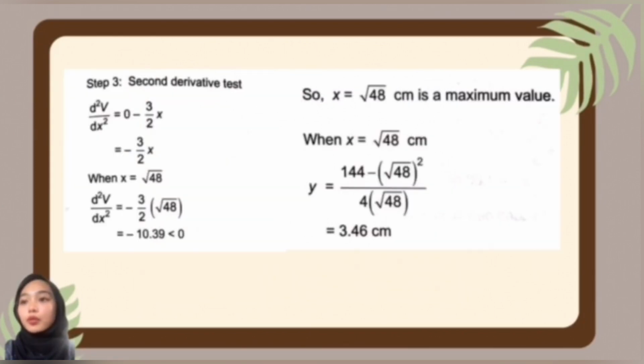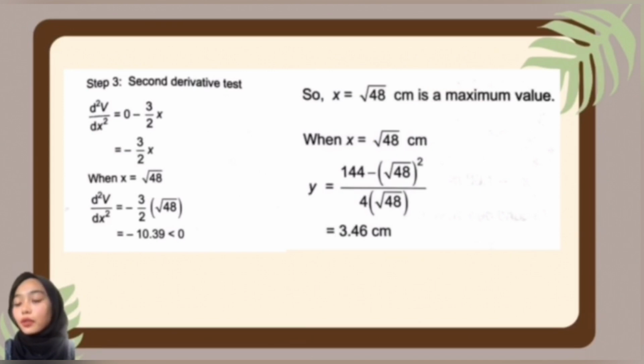In step 3, we need to do the second derivative test. So d squared V divided by dx squared equals 0 minus 3 over 2x. So the answer will be negative 3 over 2x. So when x equals 48, d squared V divided by dx squared equals negative 3 over 2 in bracket 48. So the answer will be negative 10.39, less than 0. So x equals 48 cm is a maximum value.